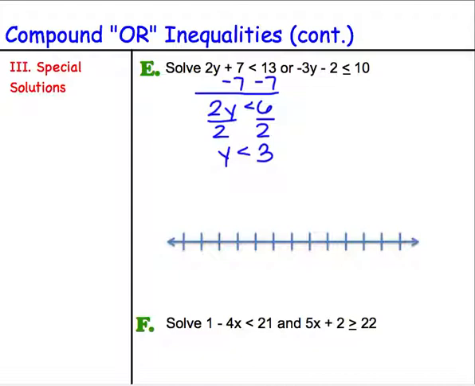And then over here, you start by adding 2, which gives us negative 3y is less than or equal to 12. And then we divide by negative 3, which means we need to flip the sign.